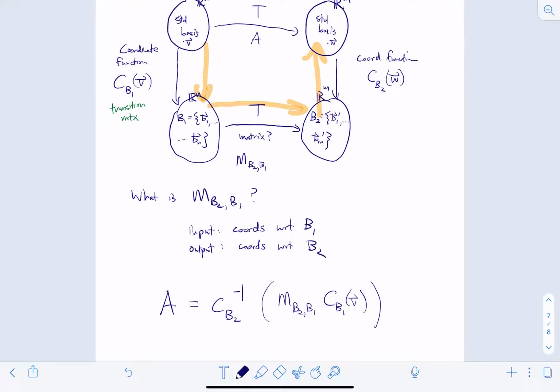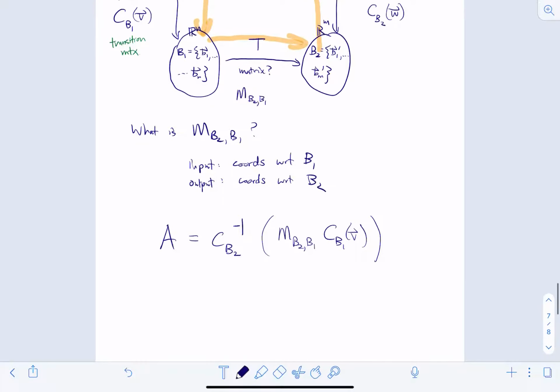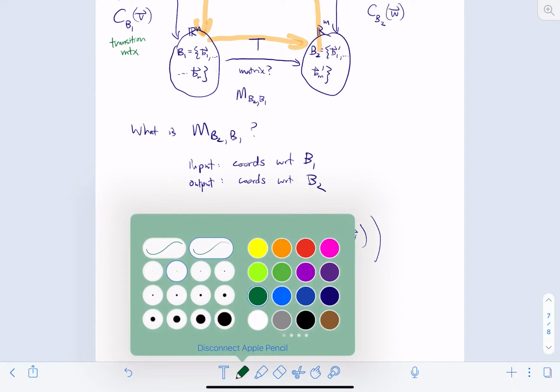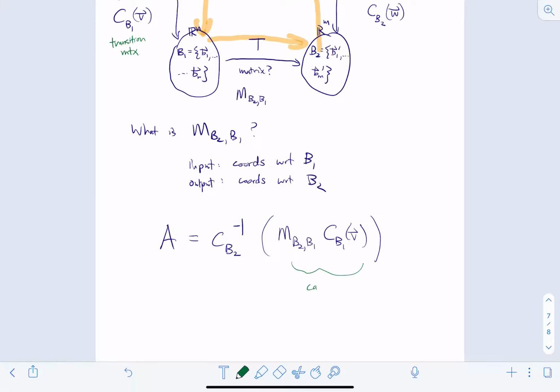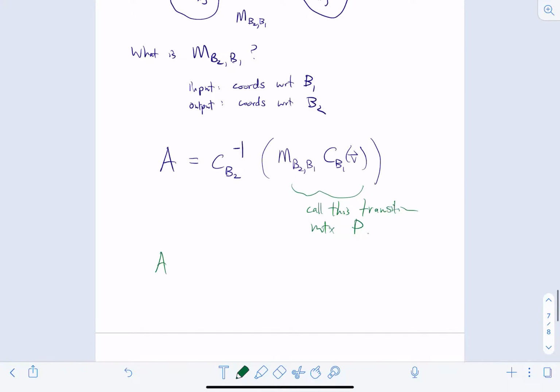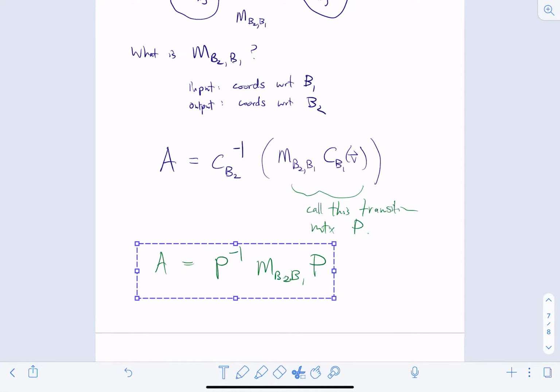So if you just thought of these in terms of matrices, you could call this transition matrix P. So let's call this guy P. Then what do we get? We get A is equal to P inverse M B2 B1 P.